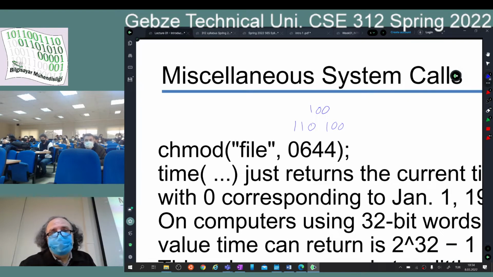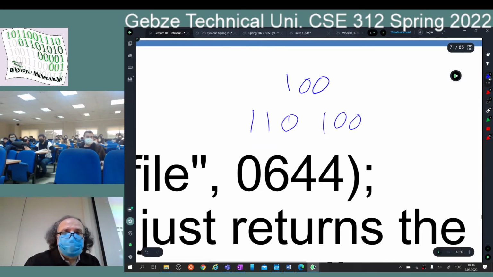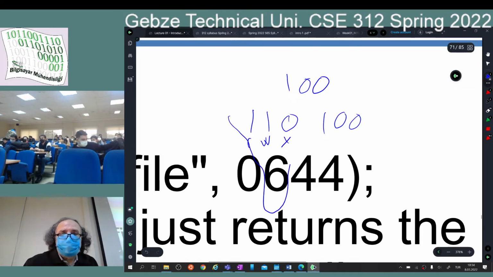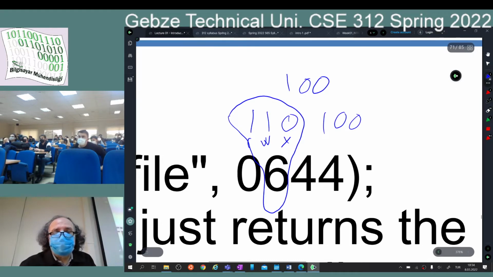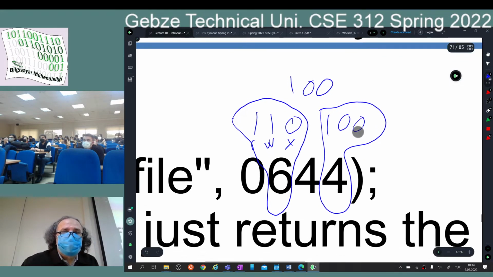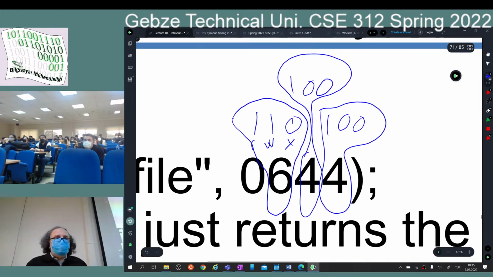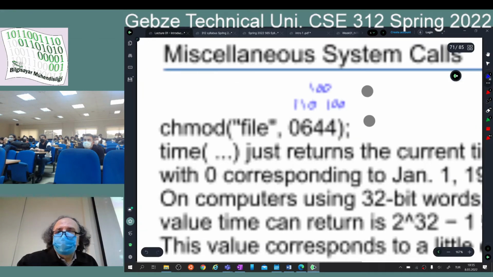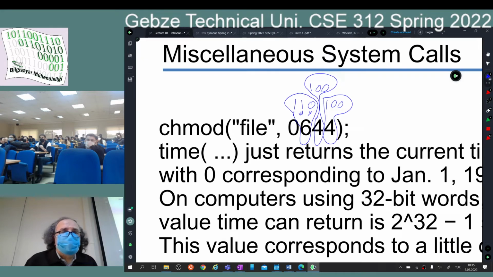Owner has the read, write privileges. Okay, so this is read, write, execute. So owner has read and write privileges but no execution privileges. Everybody else has read privileges but no write or execute privileges, and this is the group one. If you belong to a group, these are your privileges. So this is just a specific notation for the Unix system, how you define the security for a file.